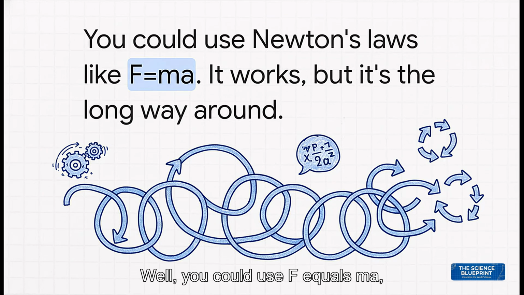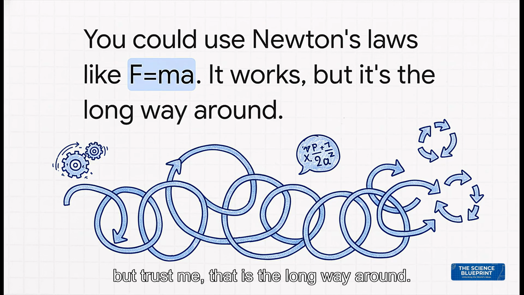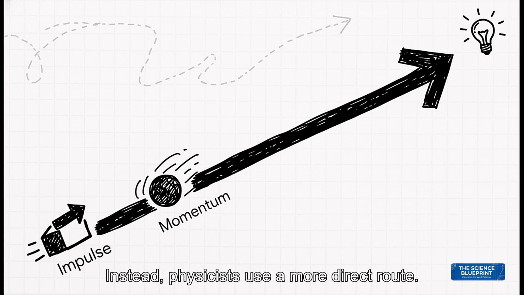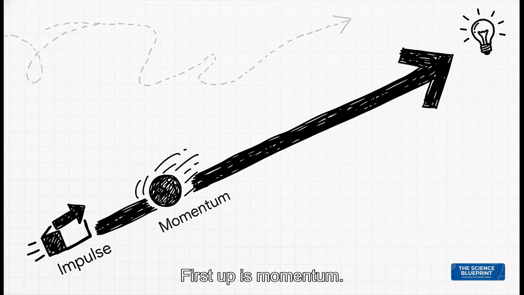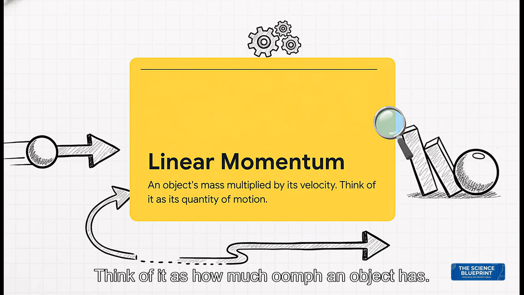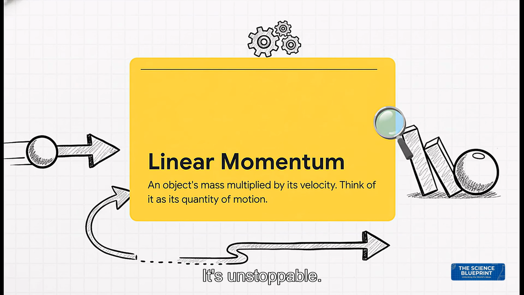Well, you could use F equals ma, but trust me, that is the long way around. Instead, physicists use a more direct route. It's built on two key ideas we should probably define. First up is momentum. Think of it as how much oomph an object has, its unstoppability.